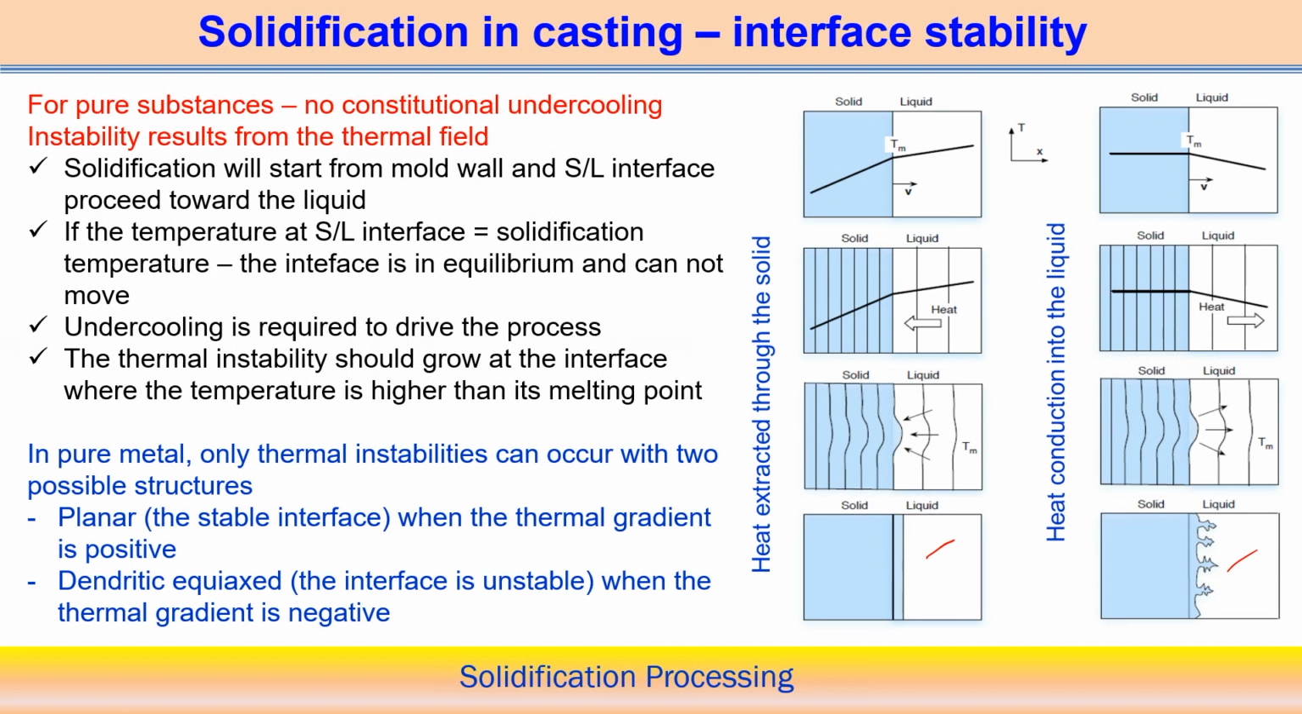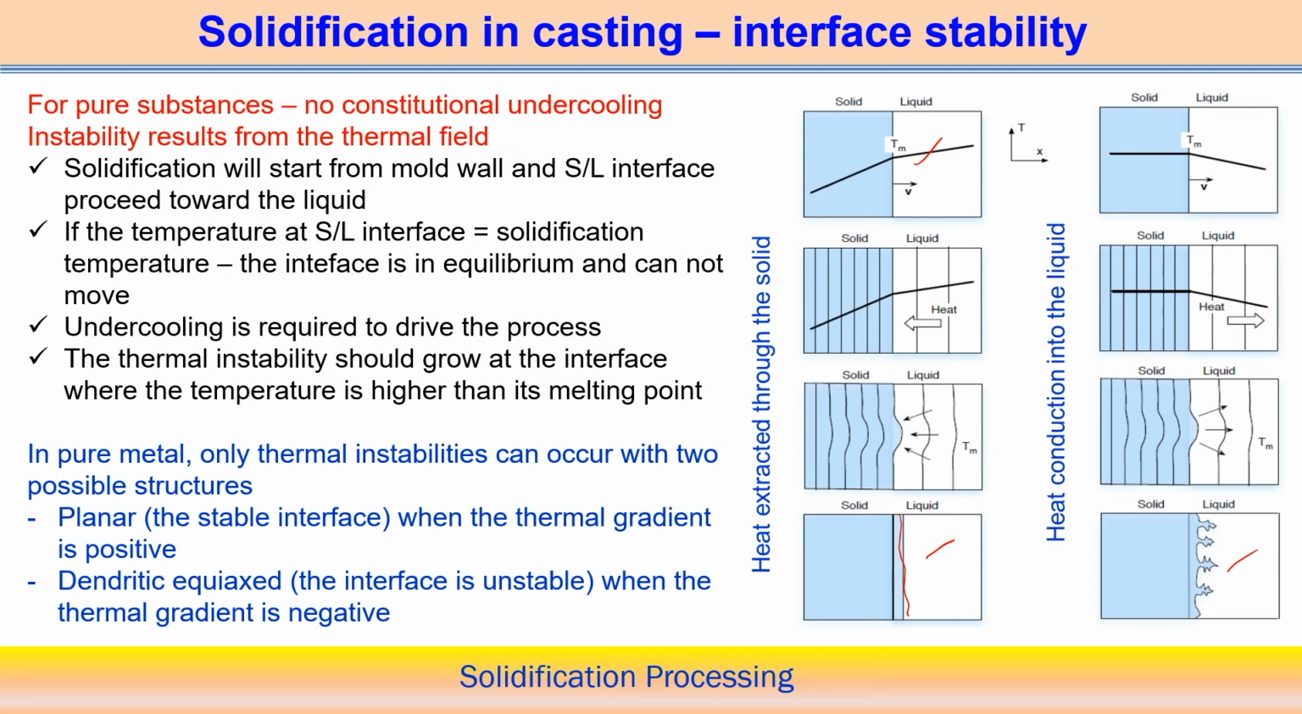One is the planar interface, which we consider a stable interface, and it forms when the thermal gradient is positive. Here you can see the thermal gradient in the solid is positive, the heat flow occurs this way, and it creates the planar interface. In other cases, a dendritic or equiaxed kind of structure can form. In that case the interface becomes unstable.